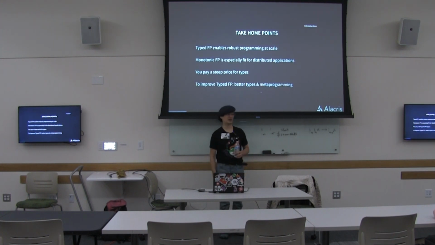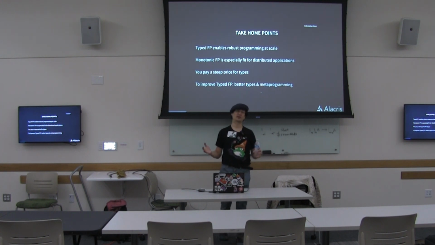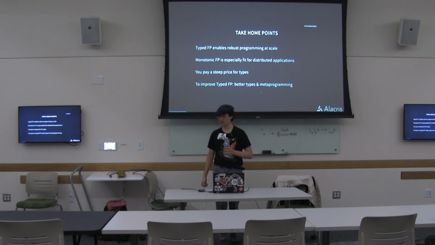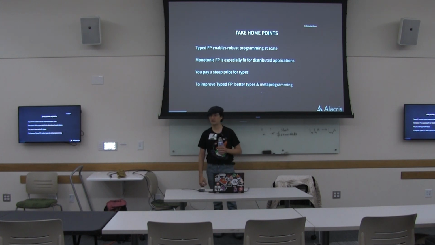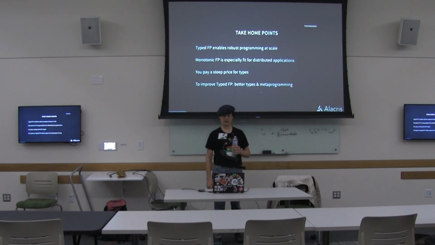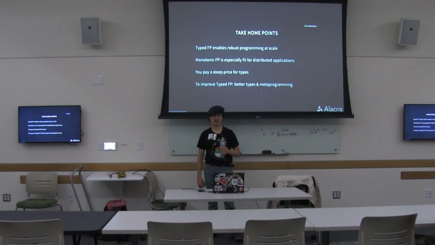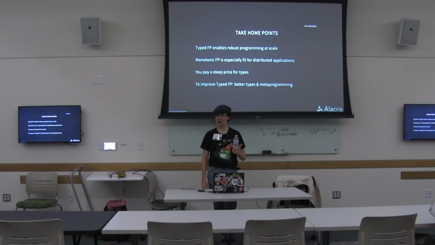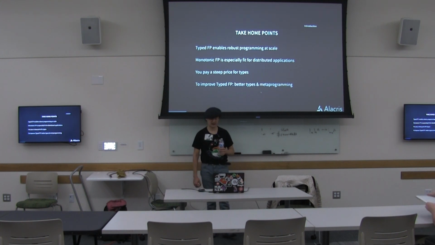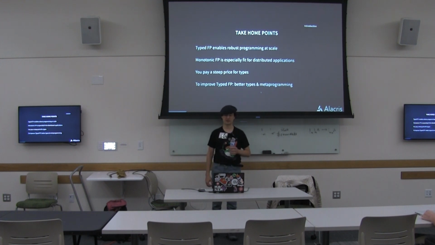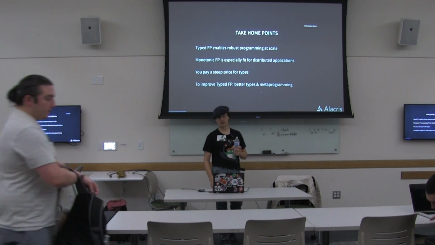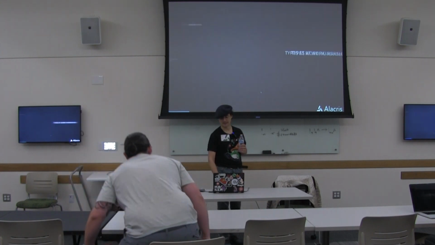My take-home points will be that typed functional programming enables programming at scale in a robust fashion. If you want to write large programs with more than one person, and that this program will survive attacks by people who really want to break your program, typed functional programming is the way to go. And if you are building distributed applications in particular, monotonic functional programming is especially the way to go. But you pay a steep price by adopting types and system-enforced types. And there are obvious ways in which to improve typed functional programming.